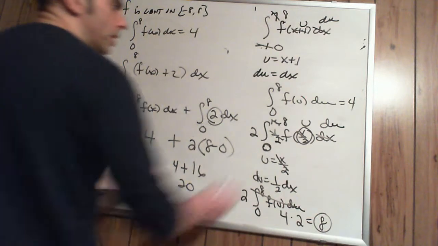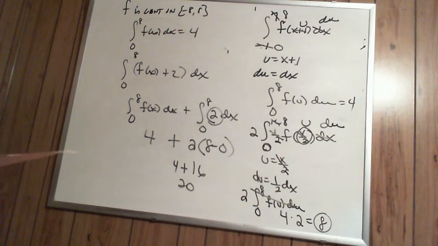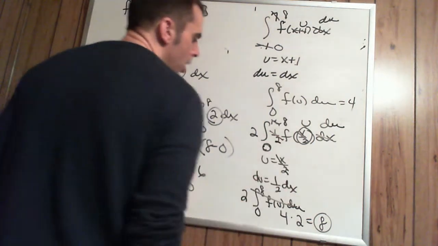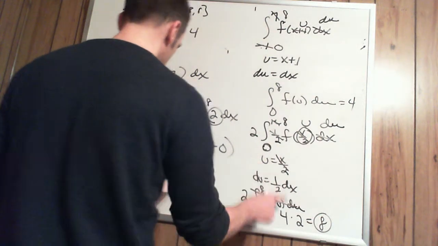Again, if you have stuff going on inside of the parentheses, let u be equal to the inside, take the derivative of both sides, and work it just as we did before. But the important thing is that these limits are in terms of x. They've got to change in terms of u now.